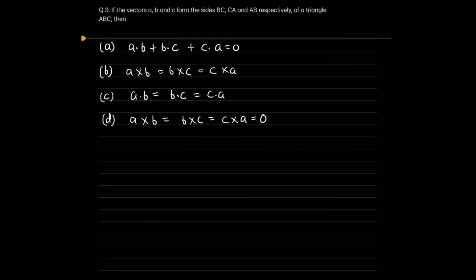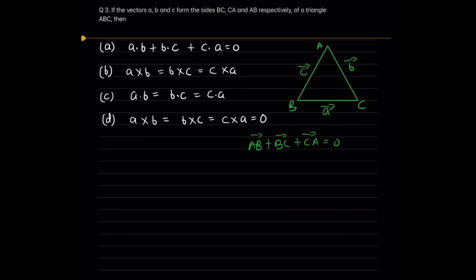In this question, we are given vectors A, B and C which form the sides BC, CA and AB of a triangle, and we need to check which of the following options is correct for this particular triangle. First I'll draw a rough diagram for the triangle. Let's say this is our triangle ABC. The side opposite to vertex A is vector A, opposite to vertex B is vector B, and opposite to vertex C is vector C. Now for any triangle, I can write AB plus BC plus CA is equal to 0. This is the property of vectors in a triangle.